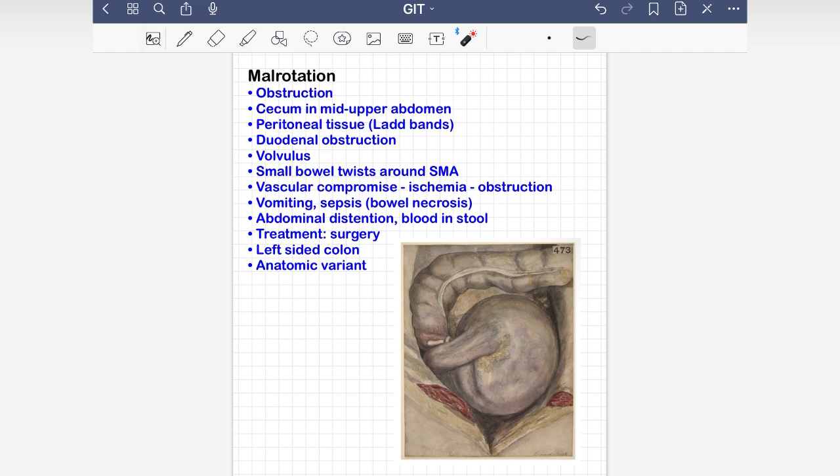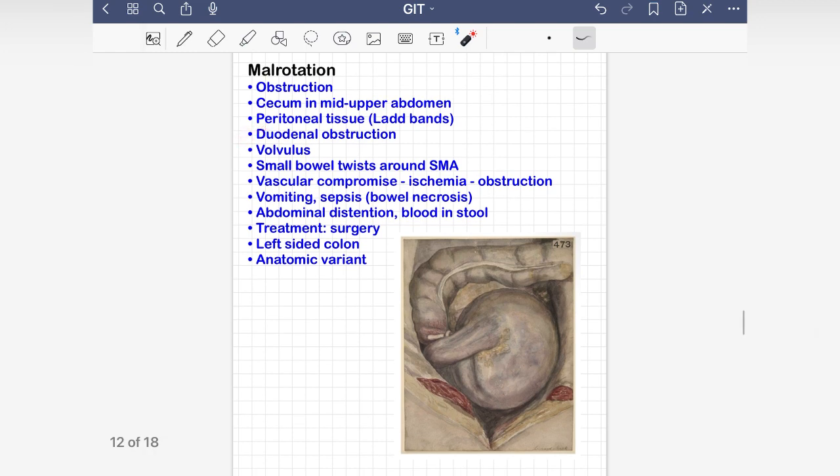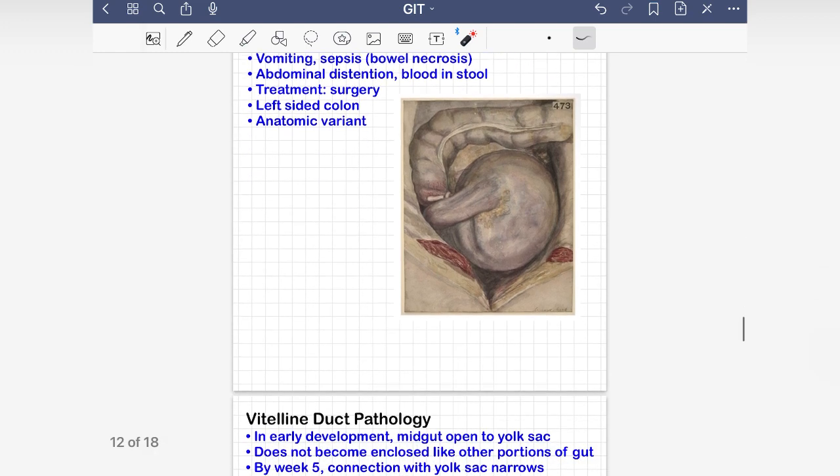When this process does not occur normally, it leads to malrotation of the gut, and this can cause a number of problems. First of all, it can cause a bowel obstruction. The way this often happens is the cecum winds up in the mid-upper abdomen. When it winds up here, it stretches the peritoneum and creates bands of peritoneal tissue. These bands cross the duodenum and they often lead to duodenal obstruction. Malrotation can also occur when the small bowel twists around the superior mesenteric artery.